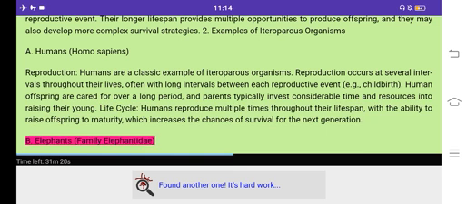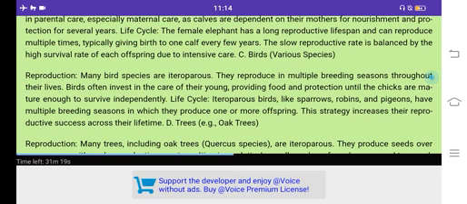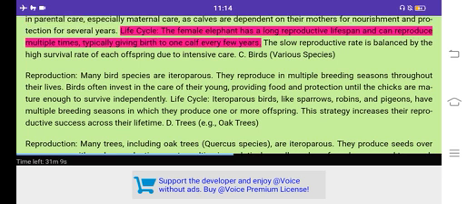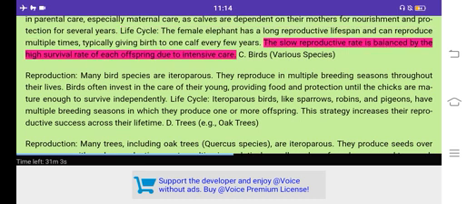B. Elephants. Family Elephantidae. Reproduction. Elephants are iteroparous mammals that reproduce every few years. Elephants invest heavily in parental care, especially maternal care, as calves are dependent on their mothers for nourishment and protection for several years. Life cycle. The female elephant has a long reproductive lifespan and can reproduce multiple times, typically giving birth to one calf every few years. The slow reproductive rate is balanced by the high survival rate of each offspring due to intensive care.